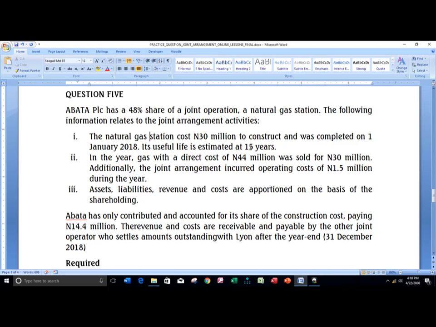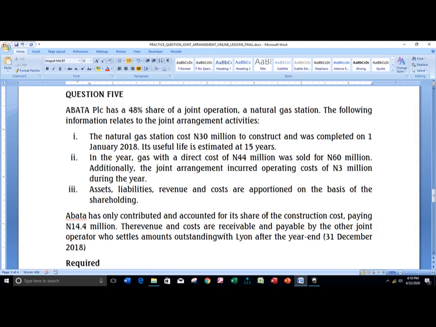So additional information 2, not illustration 2, now says that the additional direct cost of 44 million was sold for how much? Ah, no, this is not 44. Let's make this 60 million. So the direct cost of 44 million was sold for how much? 60 million. Additionally, we can make this one 3 million. So 3 million, if you follow.